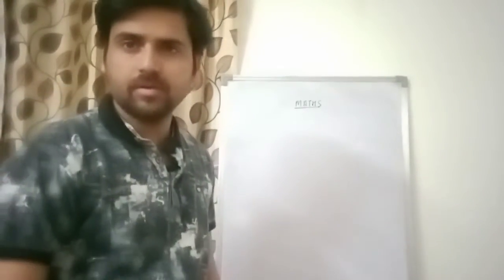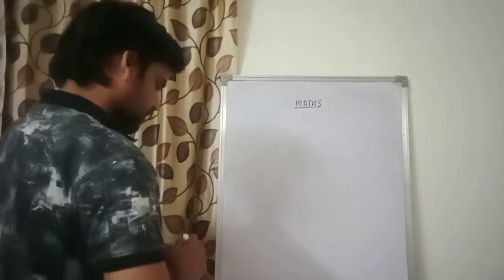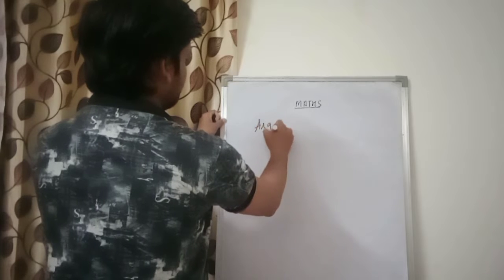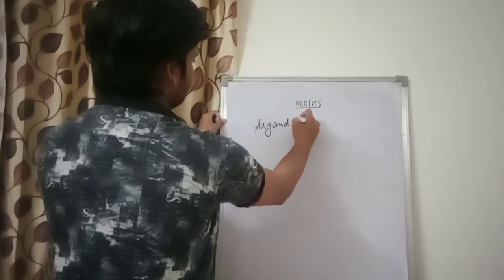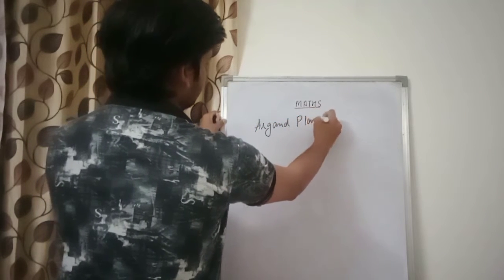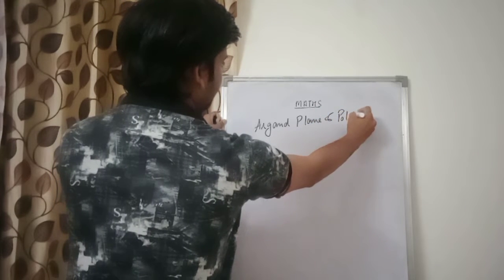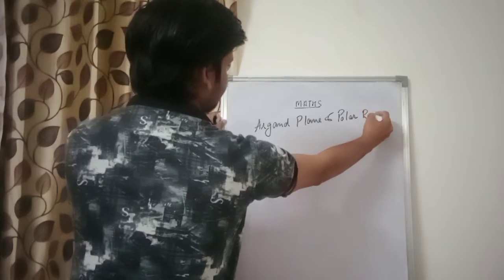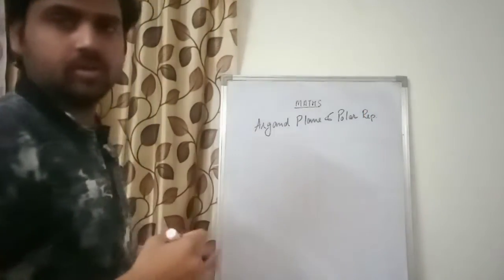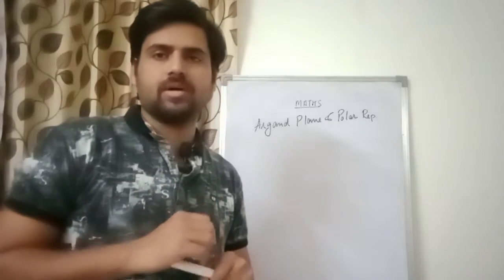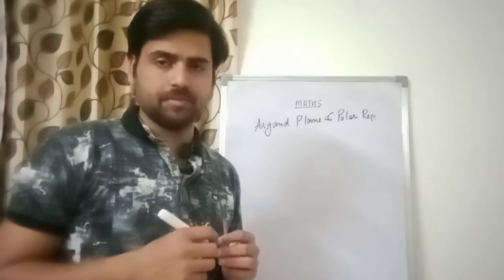कॉम्प्लेक्स नंबर पोलर रिप्रेजेंटेशन. We are going to study today Argand plane and polar representation of a complex number. All right. So Argand plane हम लोग समझते हैं कि क्या है एक्चुअली.